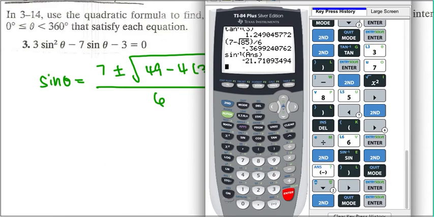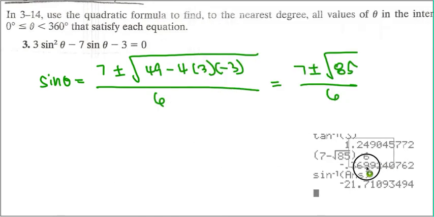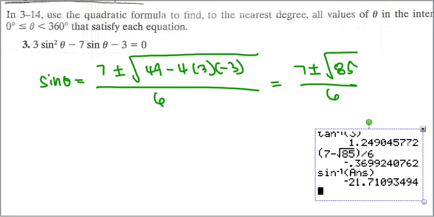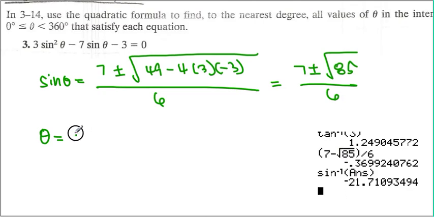So here we have theta has to be negative 21.7 degrees, to the nearest degree. That means negative 22. Now that in fact means 338 degrees, 22 degrees short of 360. That's one. Another one will be, sine is negative in the third quadrant. That means we have 202 degrees, adding 22 to 180.